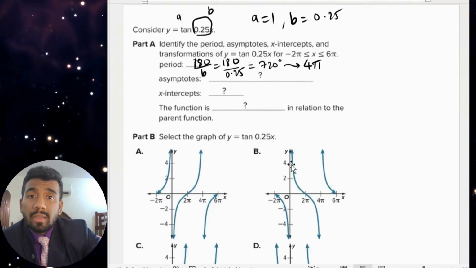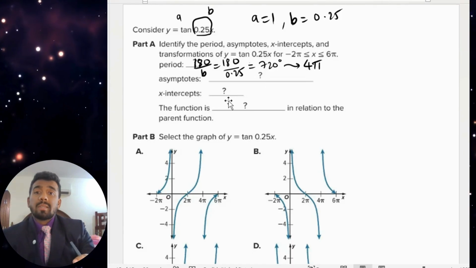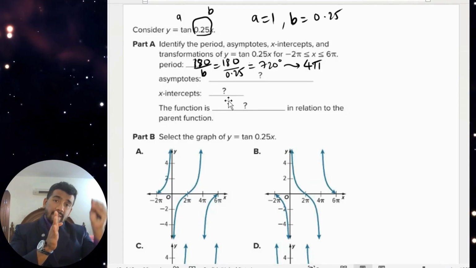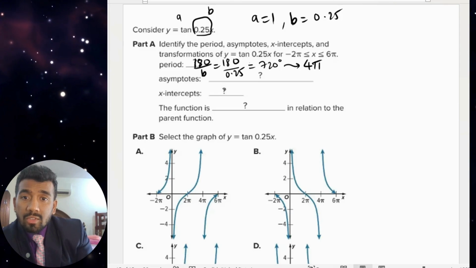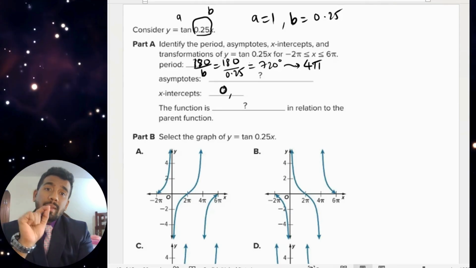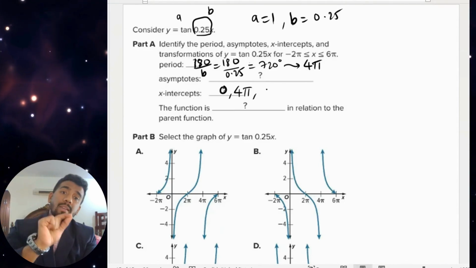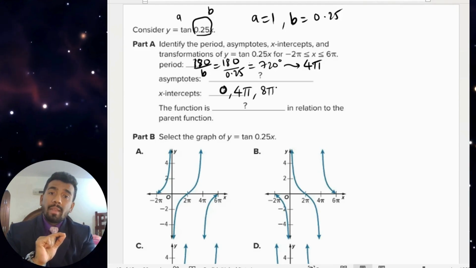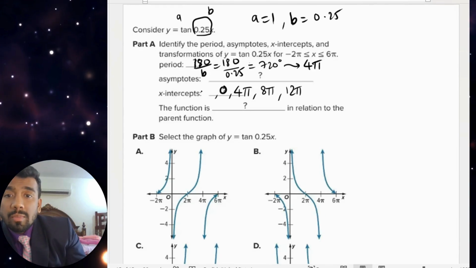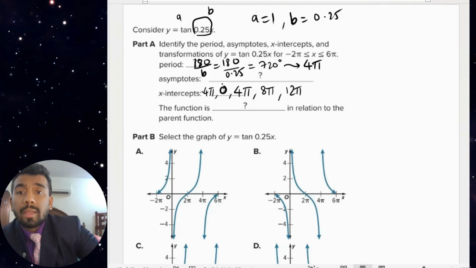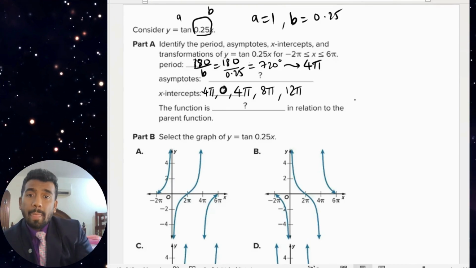So let's go with pi. After you get the period, straight away go to the x-intercept. What is the x-intercept? At every period, it cuts. It starts from 0, and next at every period. What is the first period? 4 pi. Then again add 4 pi, it will become 8 pi. Again add 4 pi, it will become 12 pi. Same on the negative side: minus 4 pi, and minus 8 pi, and so on.